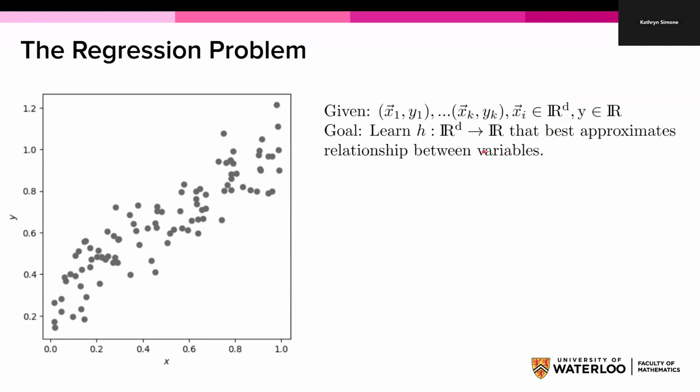The goal then is to learn a function h that will map from the space of real numbers with dimensionality d to the real number line in a way that best approximates the relationship between the variables. And so with this function, the idea is that this will allow us to predict the outcome y given a particular feature vector x. And we're being intentionally vague about what it means to best approximate the function right now, but we'll get more specific about that in the next few slides.